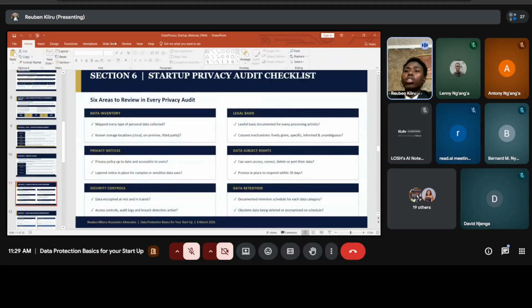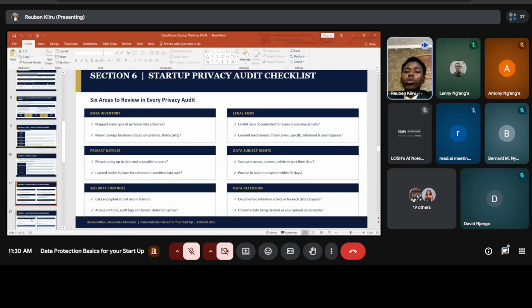Now, ideally, these are just a simple checklist that you need to check. Look at your data inventory: what data you have, what you are collecting, and why. Do you have a legal basis for the same? What is your privacy notice? Are you looking at the rights of your data subjects? How are you retaining data, and what are the security controls around that?